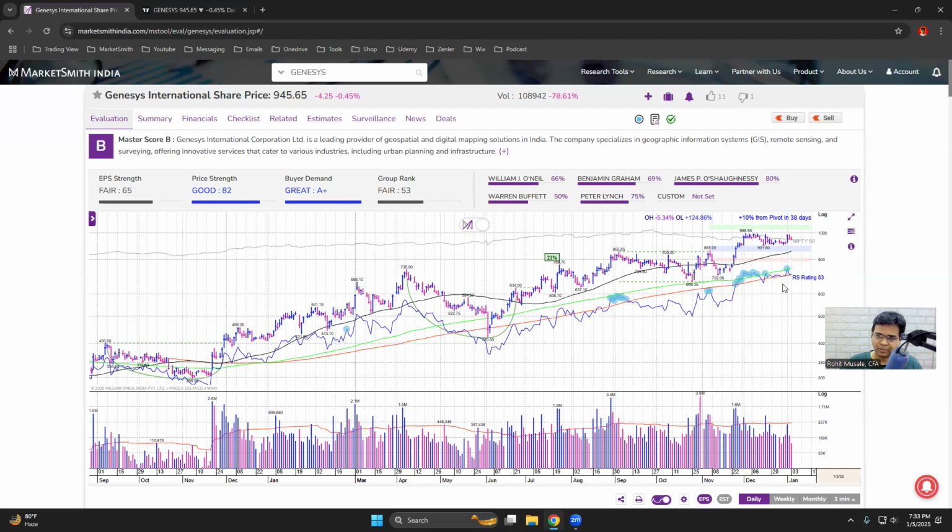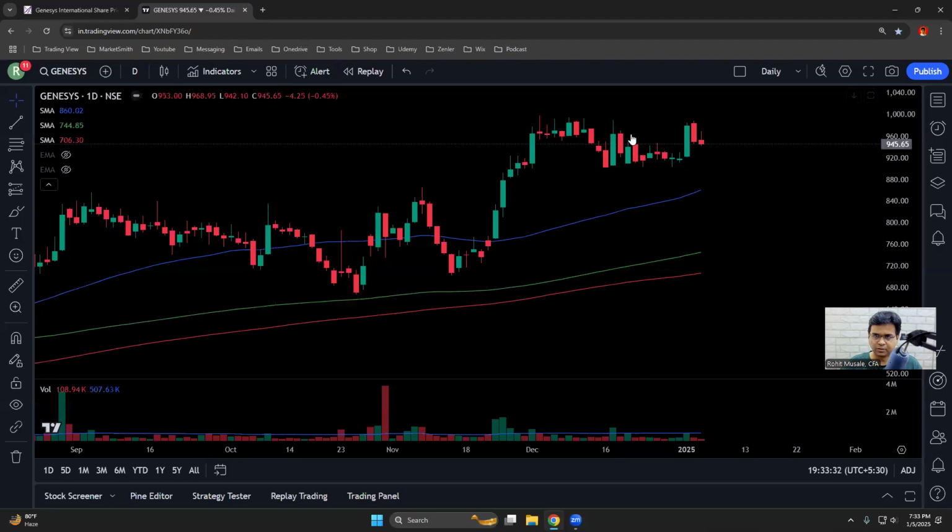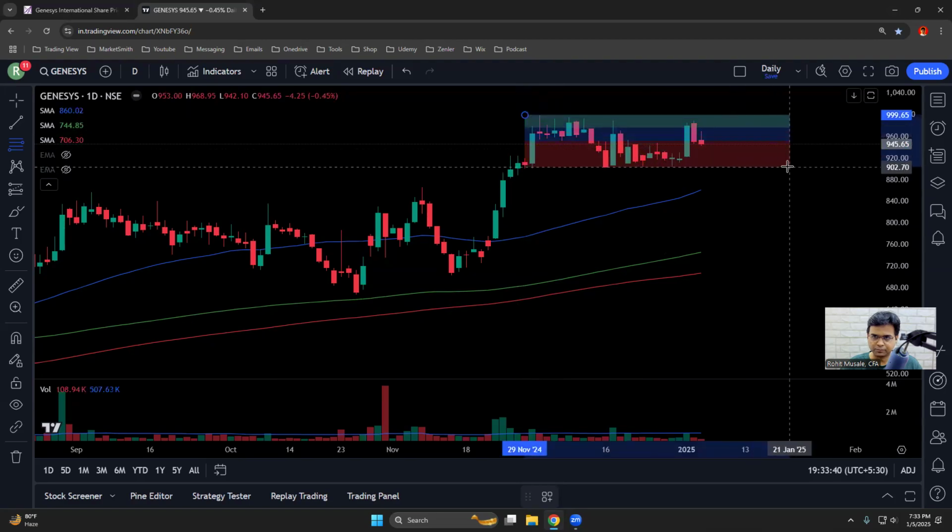Okay, price is trading above all the three moving averages. All the three moving averages are sloping up: the 50-day, the 150-day, and the 200-day. There are nice 4 points in the base. So let us draw the base. So I will draw this base for you. The buy point is in the green zone.